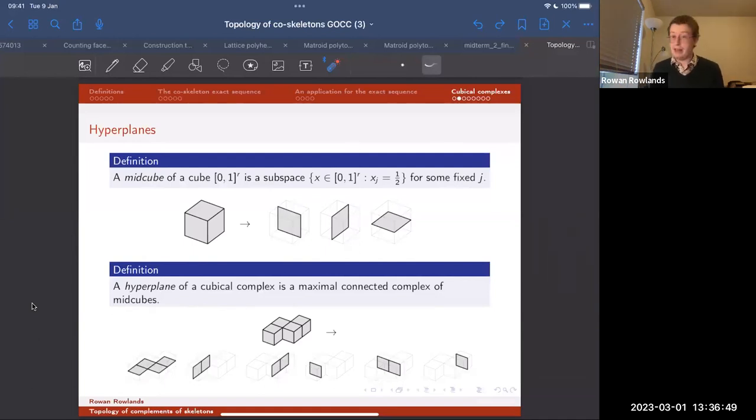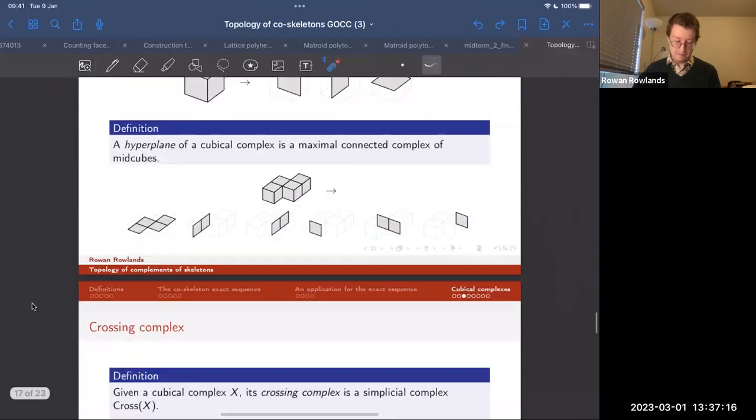But yeah, most people who study cubical complexes do consider hyperplanes. They are a very useful tool in studying cubical complexes. I'd say it's kind of similar to the role that links play in simplicial complexes. Links are a really useful tool for a simplicial complex. I think hyperplanes are similarly the combinatorial thing that you'd like to consider for a cubical complex.